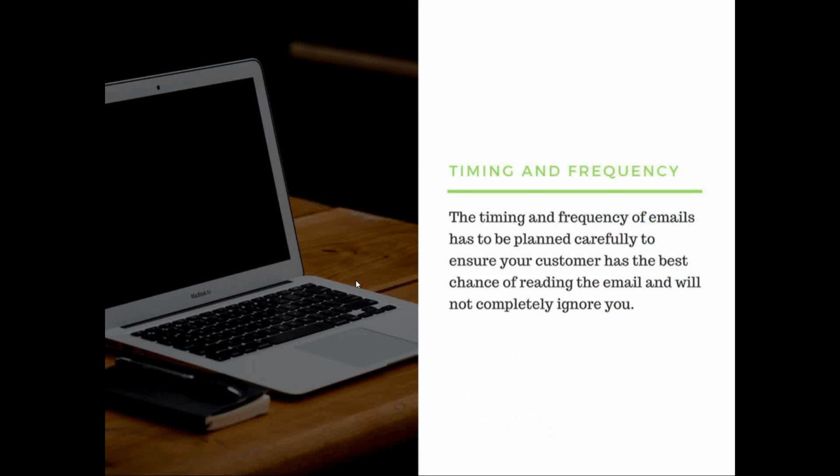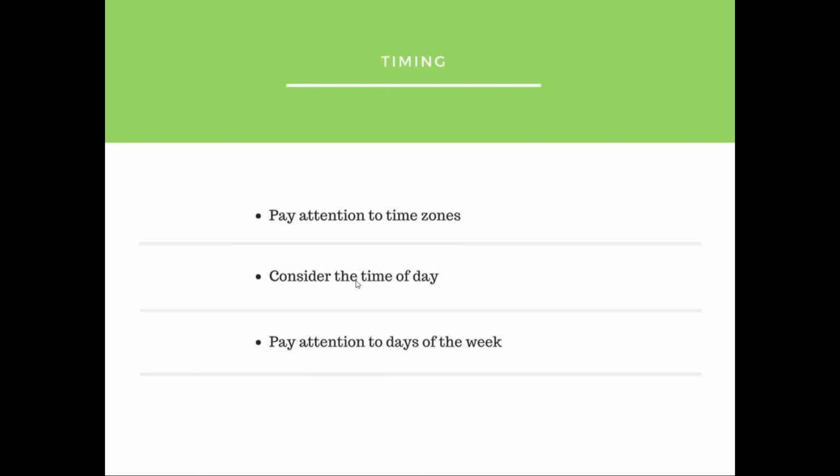Timing and frequency is also really important. You have to make sure that your customer has the best chance to read the email, and the time of day makes a big difference in that. So pay attention to time zones. If you have customers that are living or working on the West Coast and you're on the East Coast, you're not going to want to send an email at 11 o'clock in the morning because they may not be in the office yet. And the same with vice versa. You don't want to send an email out on the West Coast at 5 o'clock at night because they probably aren't in the office anymore.